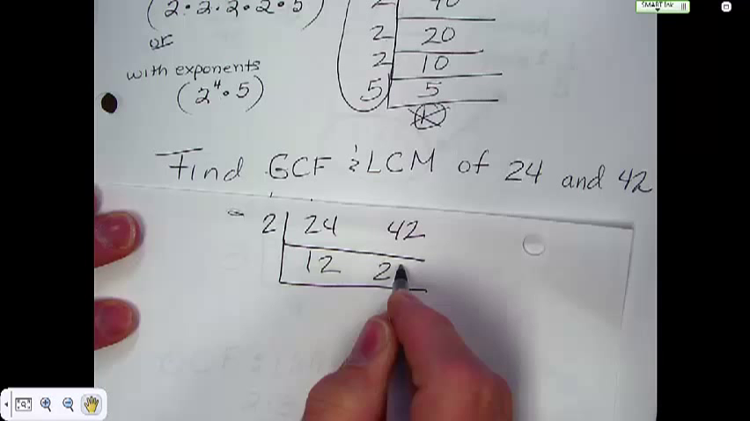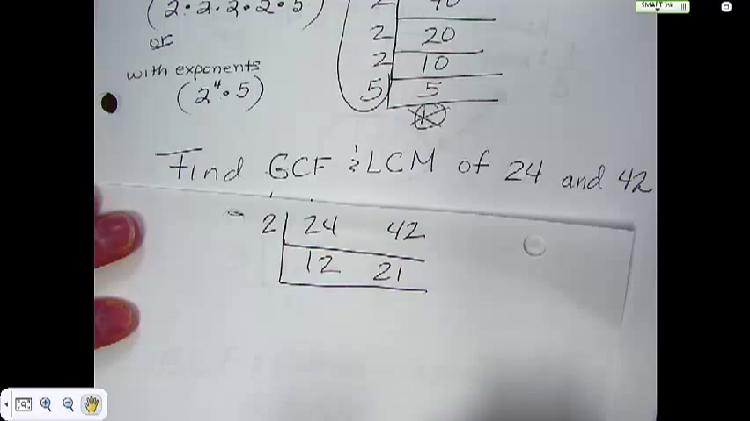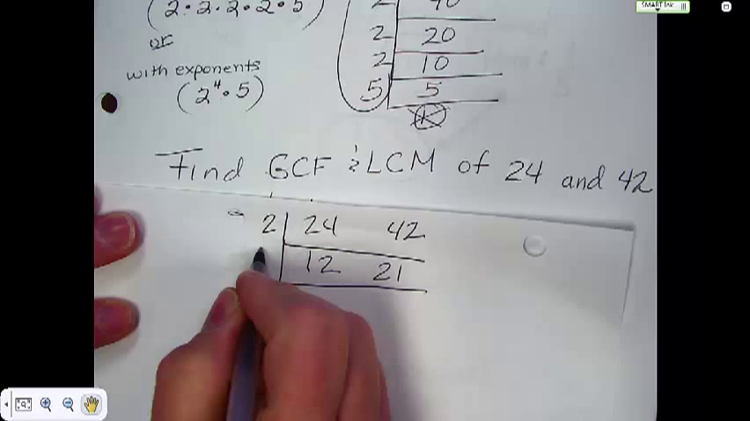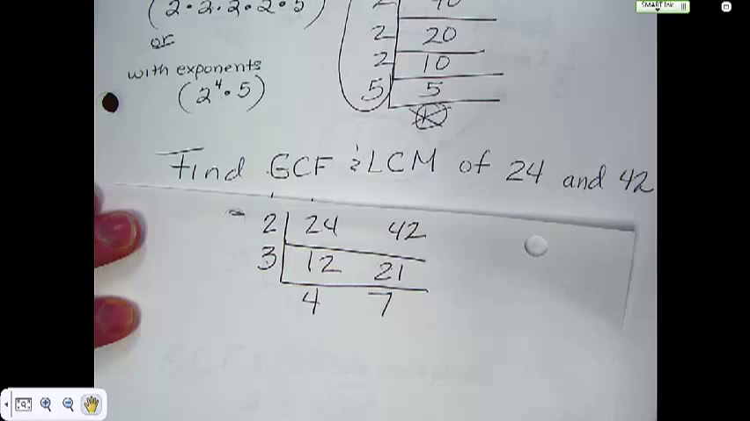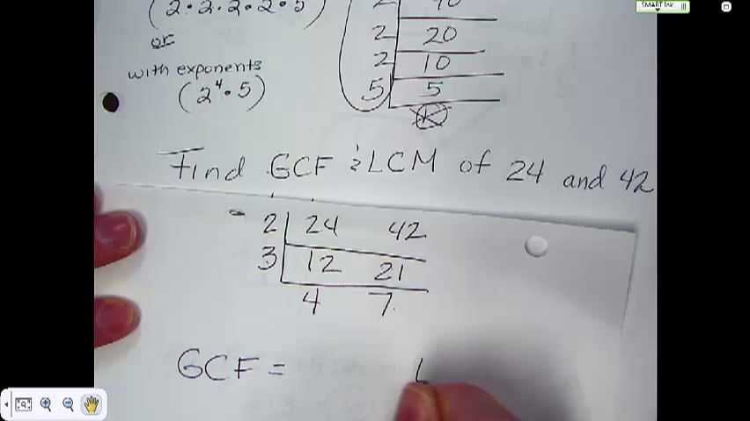However, 21 is not even anymore, but 3 is your next number that you try. The next prime, 2 plus 1 is 3, 2 plus 1 is 3, so 3 will go in. 3 goes into 12, 4 times, 3 goes into 21, 7 times. Now, we know right now that nothing goes into 4 and 7. So it is time to find the GCF and the LCM of these numbers.